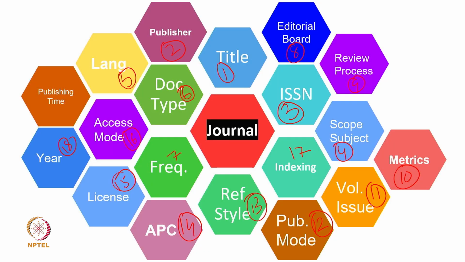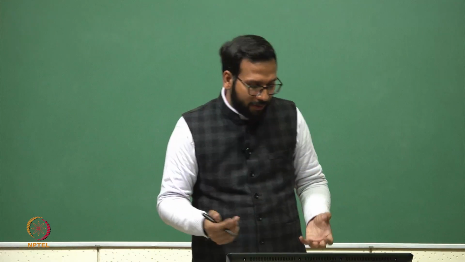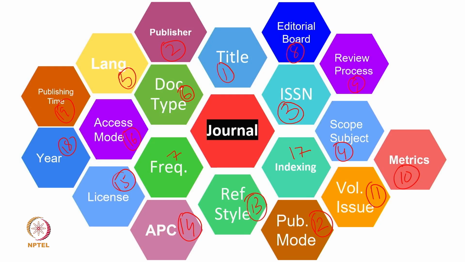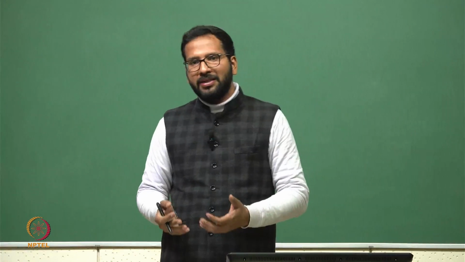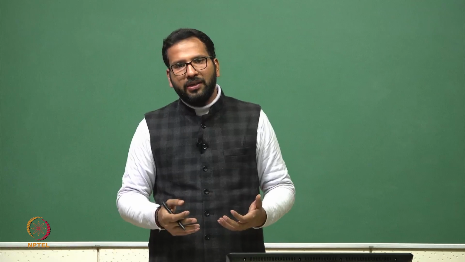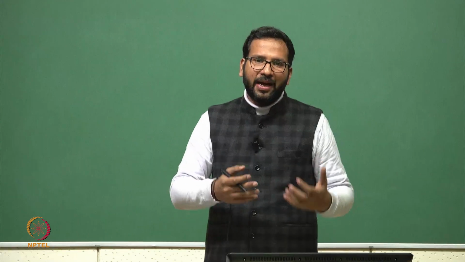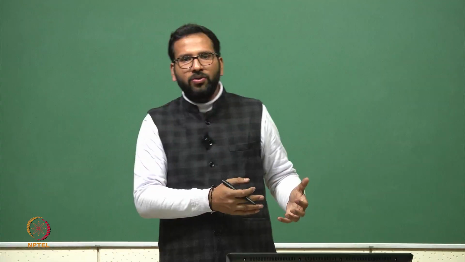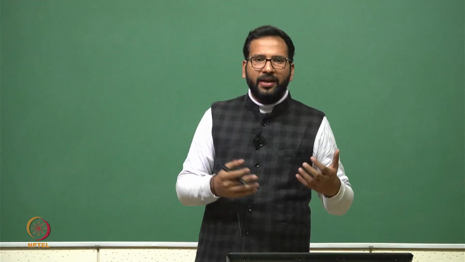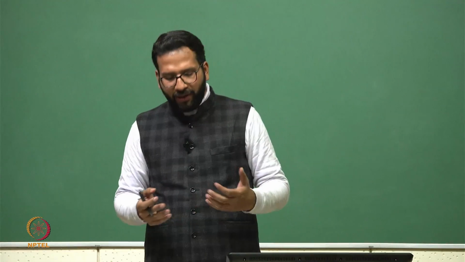So the last attribute of a journal is the publishing time. This is again a very popular attribute, and a very important attribute of a journal which has been popularized in recent times. Journals publish the publishing time they take for an article from submission to publication. So this is again another key attribute of a journal.